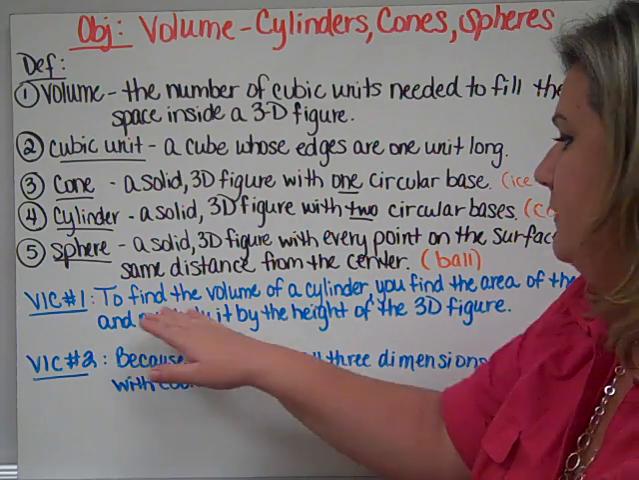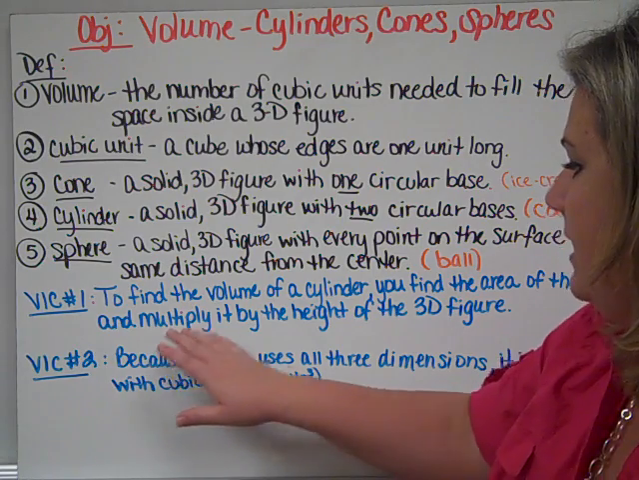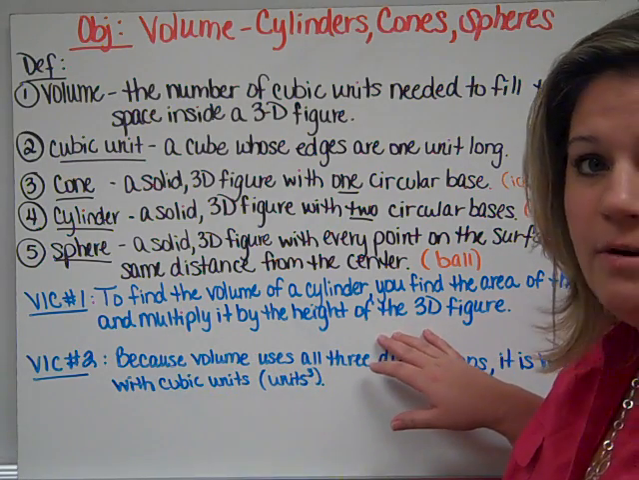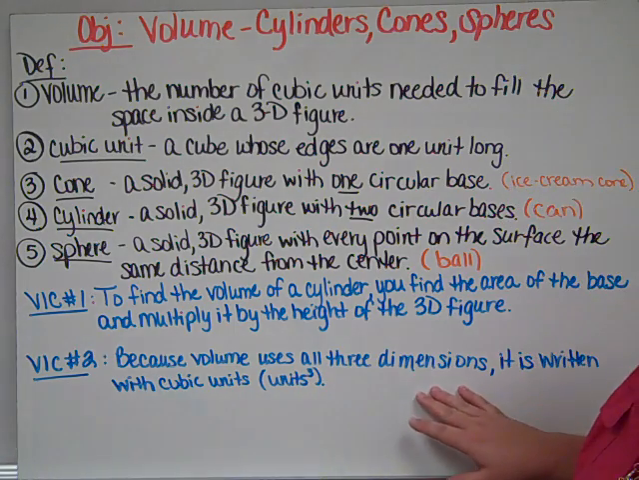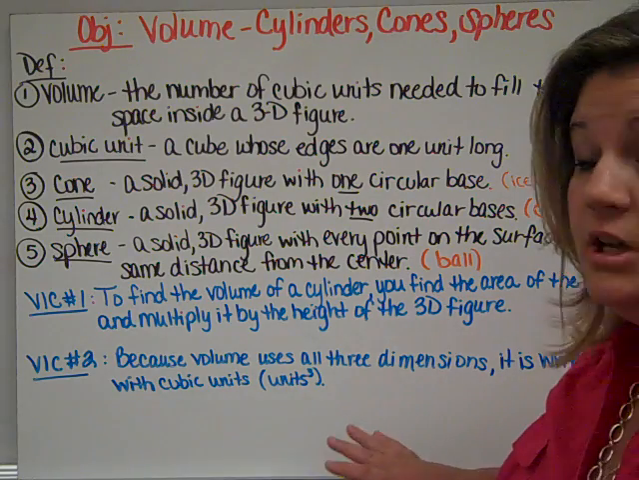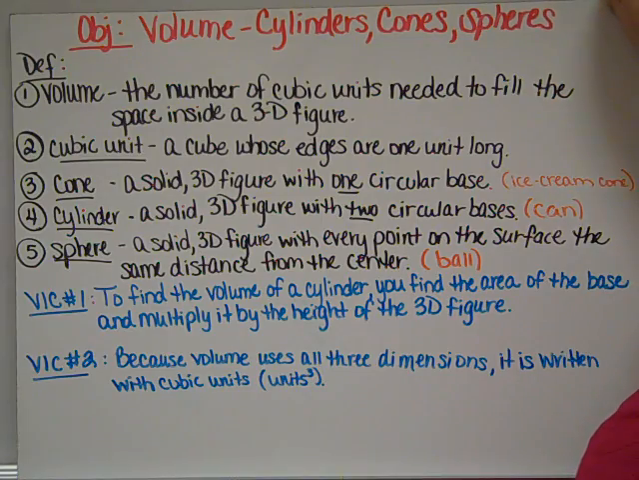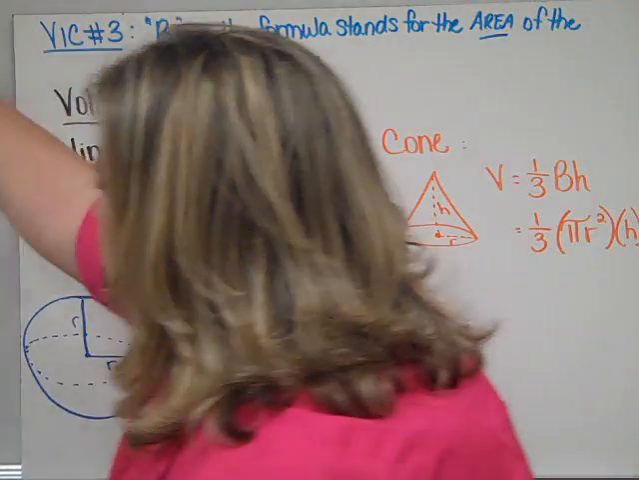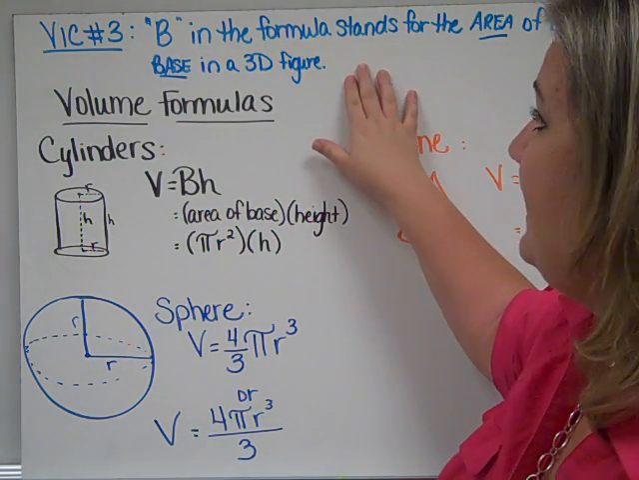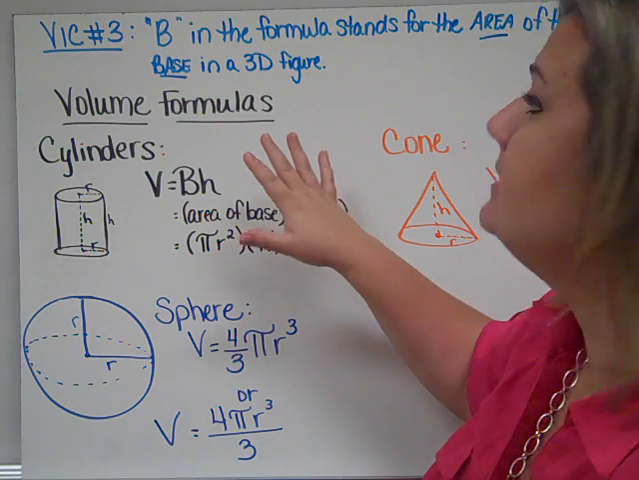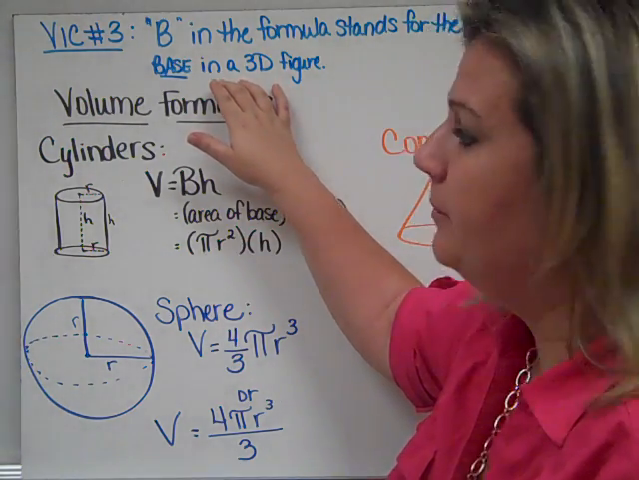Vic number 1: to find the volume of the cylinder, you find the area of the base and multiply it by the height of that 3D figure. Vic number 2: because volume uses all 3 dimensions, it is written with cubic units, units cubed. Okay? Vic number 3: the B in the formula, and we'll talk about those formulas in a second, stands for the area of the base in that 3D figure.